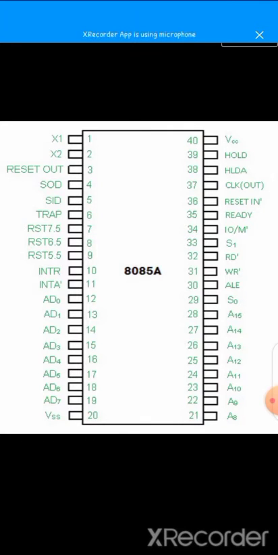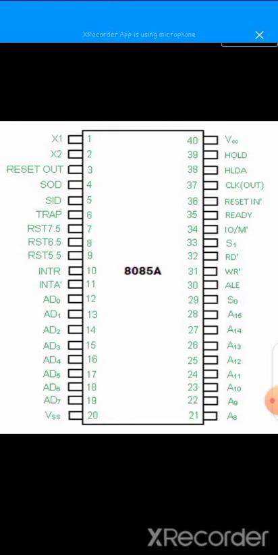So next is 12 to 19, that is from AD0 to AD7. It can do both addressing and data transfer operations. The 20th pin is VSS, that is ground. On the right side, pins 21 to 28 are called only addressing lines.